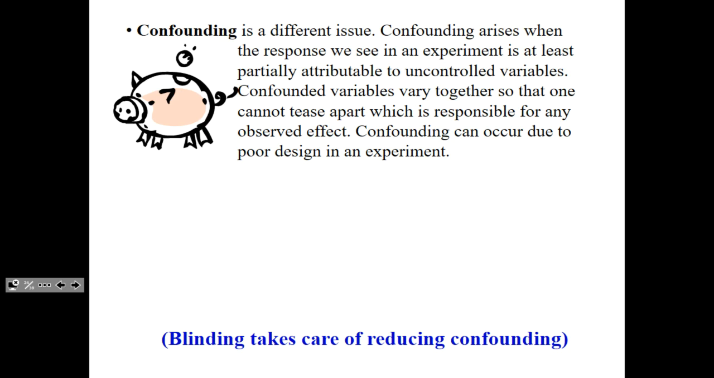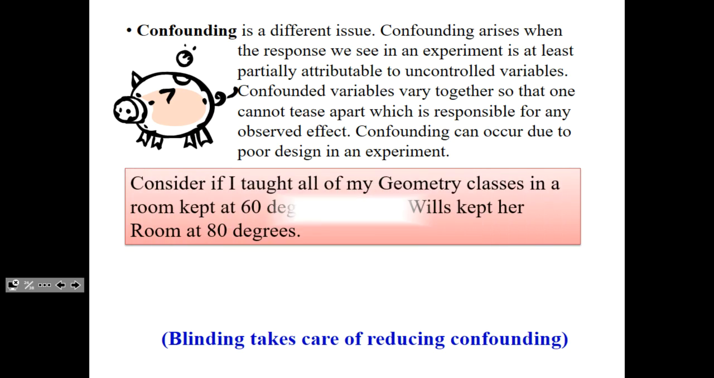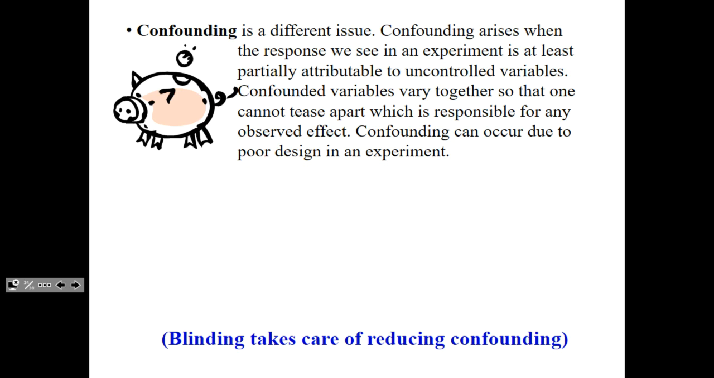So there's a confounding variable. There's a variable introducing confusion. So it's causing a change in our response variable, and has nothing at all to do with the treatment potentially. Okay. The issue is, how do we tease apart what caused the observed effect? Now, usually it can occur because of poor design. Good news is, blinding kind of takes care of or at least reduces confounding.